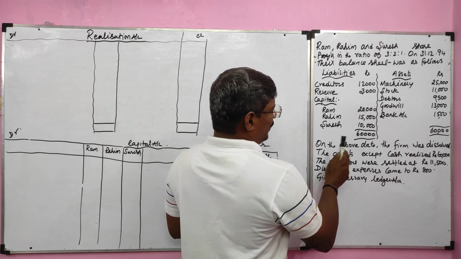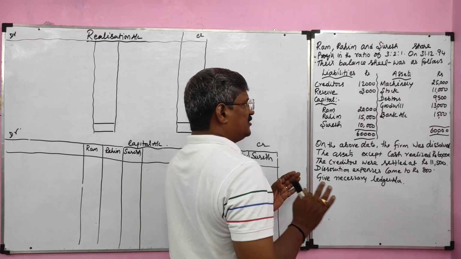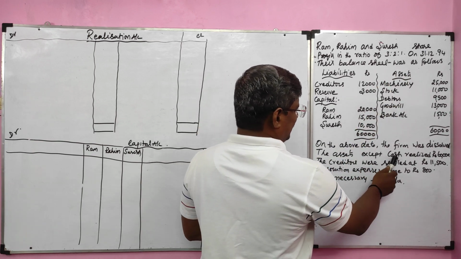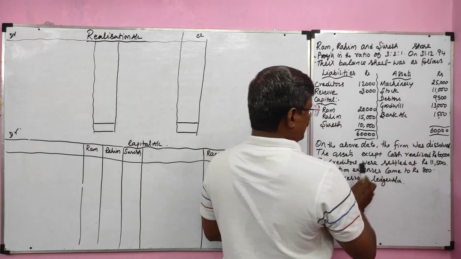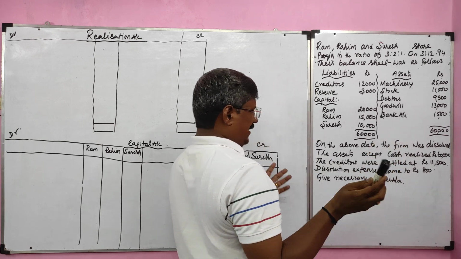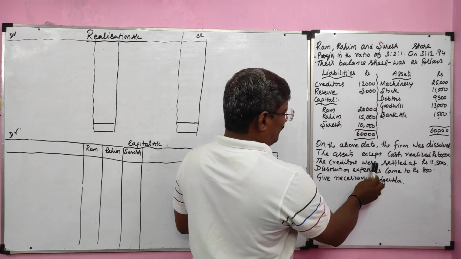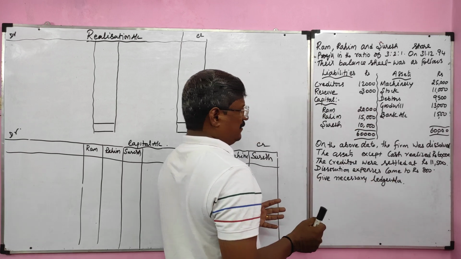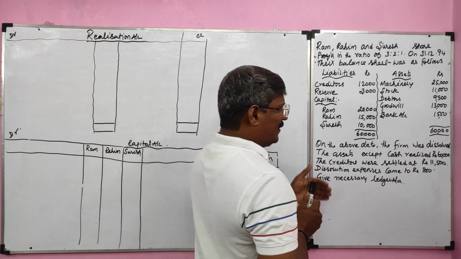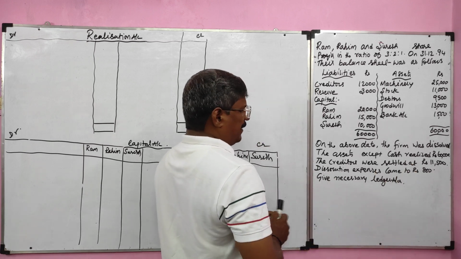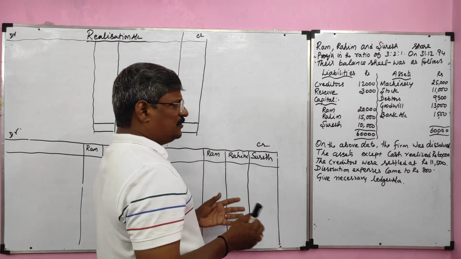On the above date, the firm was dissolved. So on 31st December 1994, they decided to dissolve the firm. The assets except cash realized 60,000. So all assets they realized for rupees 60,000, so we need not realize the cash or bank. The creditor book value is 12,000. The creditors were settled at rupees 11,500. So the total amount payable to creditors is 12,000, but actually they paid 11,500. Then dissolution expenses came to 800.